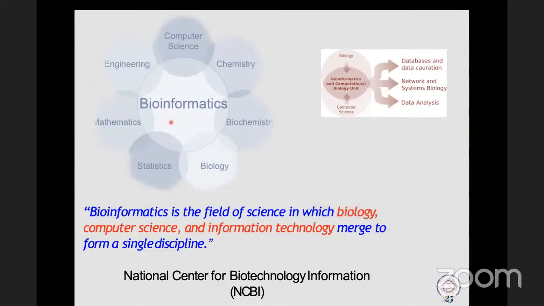Right. So in this diagram, you can see bioinformatics, which is the amalgamation of computer science, chemistry, statistics, mathematics, biology, and biochemistry. So you're right, bioinformatics is a science where biology and IT merge to form a single discipline. This definition I have taken from NCBI, which is the world's biggest database related to bioinformatics and other resources.